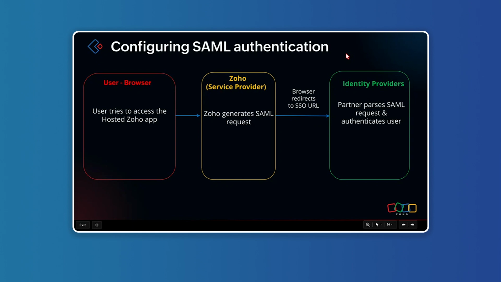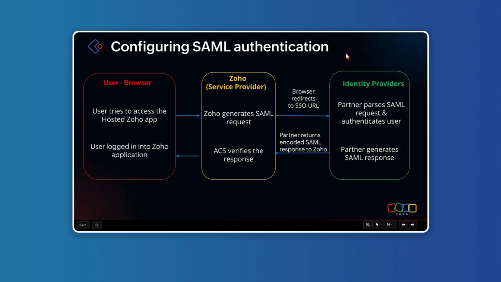So Zoho generates the SAML request, and the browser redirects it with the SSO URL to the identity provider. Now, the identity provider passes the SAML request and it authenticates the user. Once the user is authenticated, the identity provider generates the SAML response. Once that SAML response is generated, the identity provider returns the encoded SAML response to Zoho, and you have the ACS verification done with the service provider. Now, once the response is received, you will be able to access the Zoho application without any hazard.